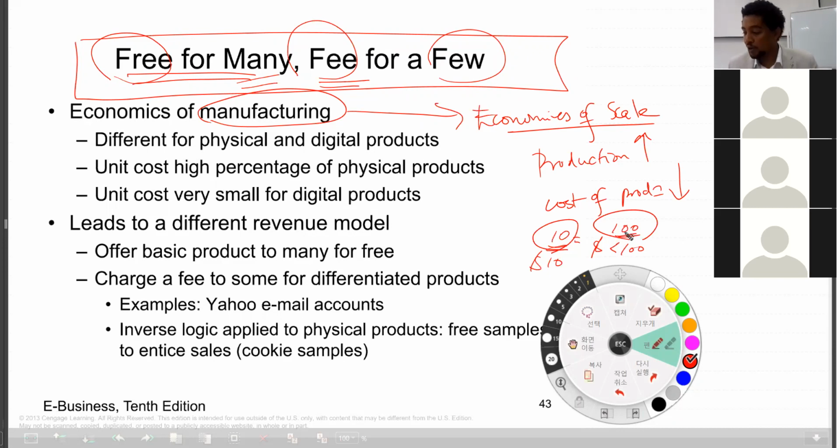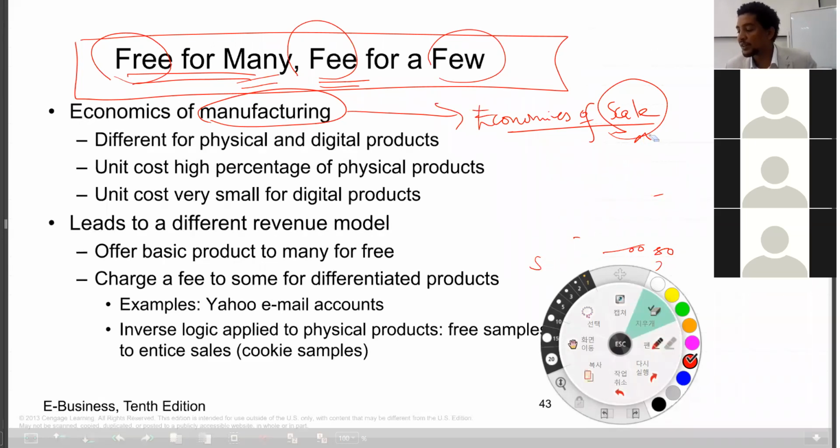It's not like that, because there is what we call economies of scale, which means when you produce more, the cost of production will decrease. So when you increase your production from 10 to 100, your production cost will be less than 100. It might be 80 or $70. Okay?